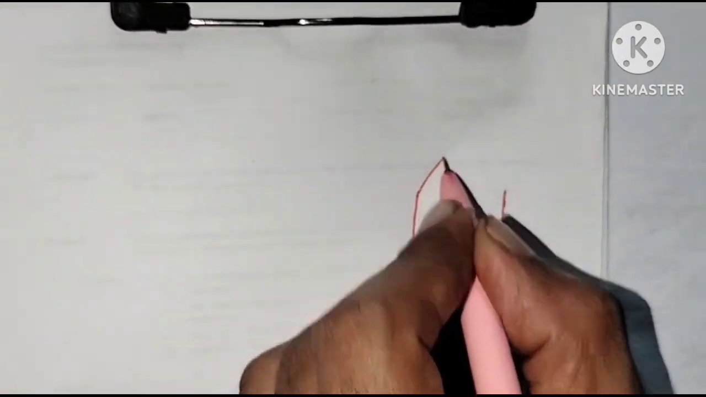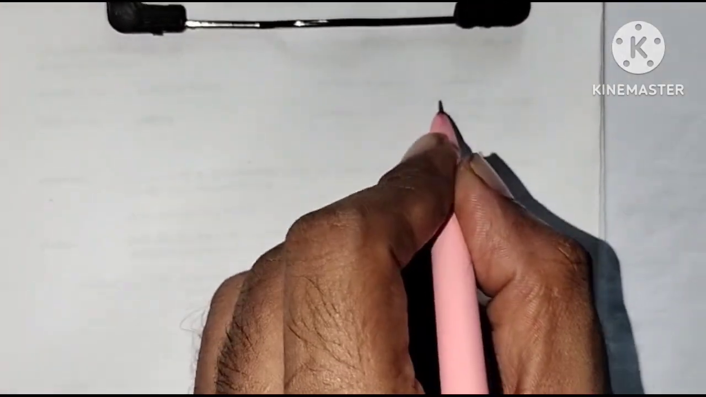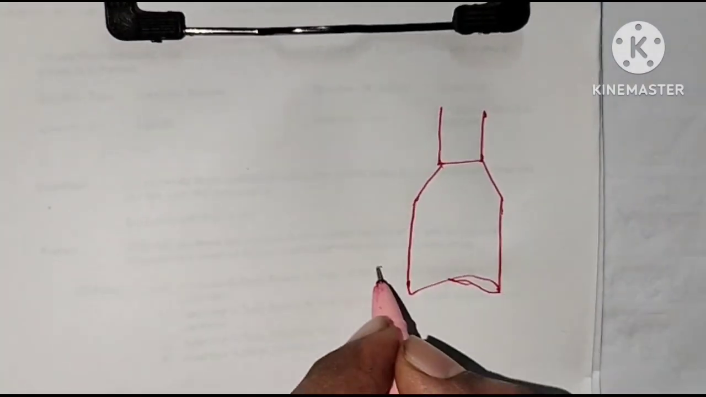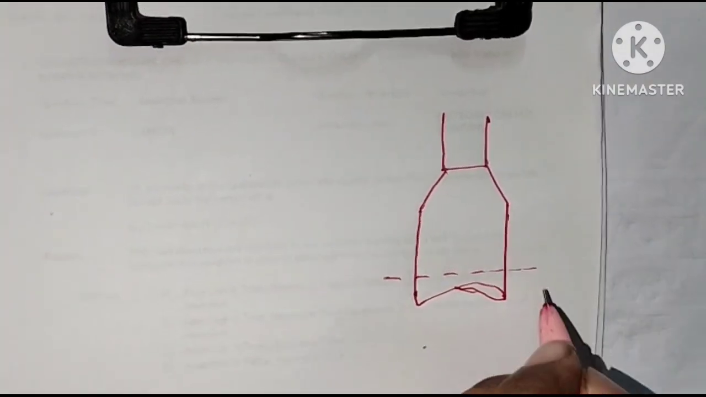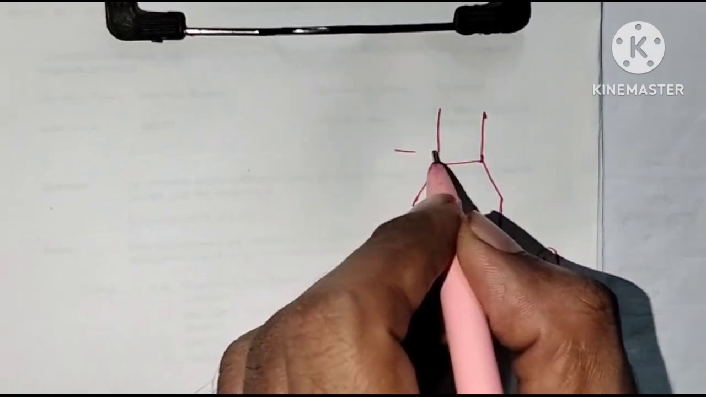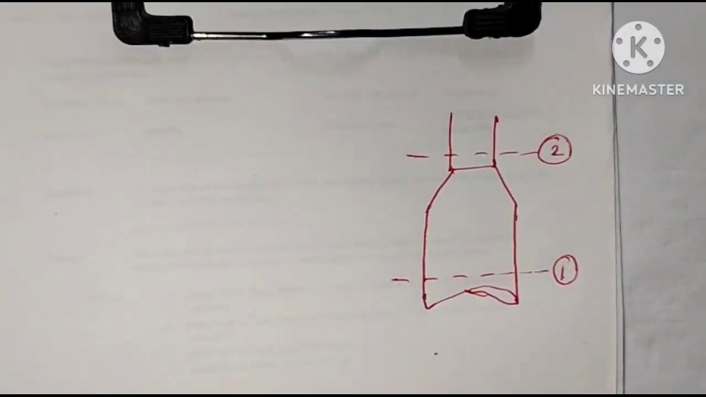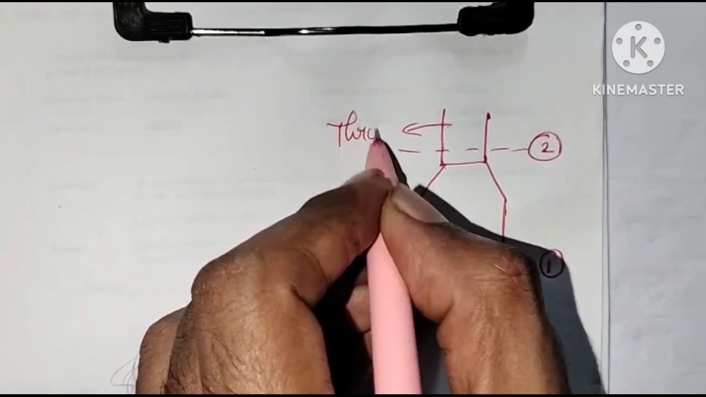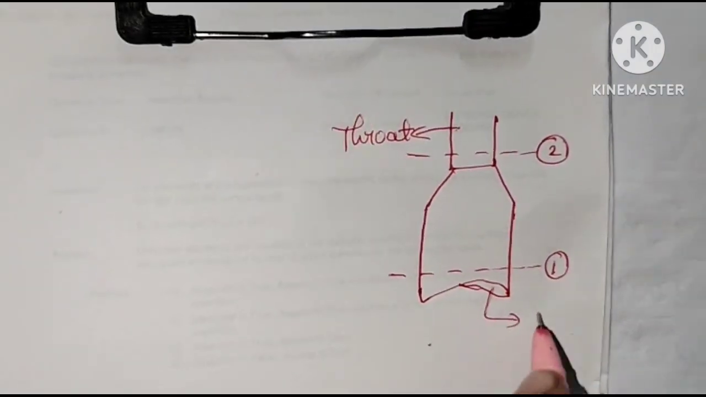Okay, so there is a vertical venturimeter, and let us consider a rough diagram of the vertical venturimeter. So this is inlet section 1, and throat section 2. So here this is called throat and this is inlet.